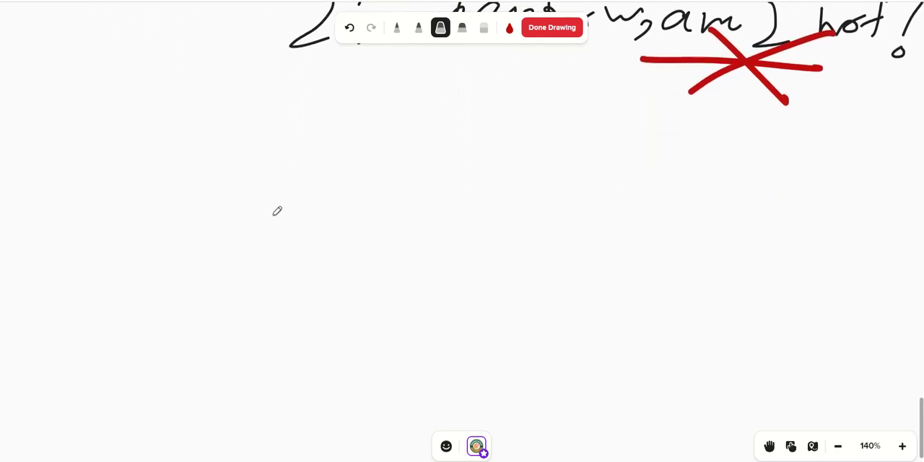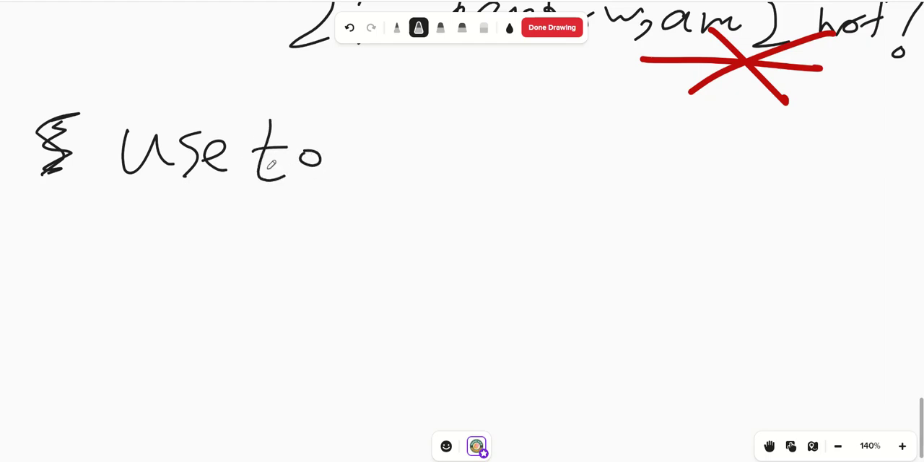So used to. When we use used to, depending on the tense, the negative tag can be don't or didn't. For example, I used to play basketball, don't I? He uses to play basketball, doesn't he? Or he used to go to school, didn't he?